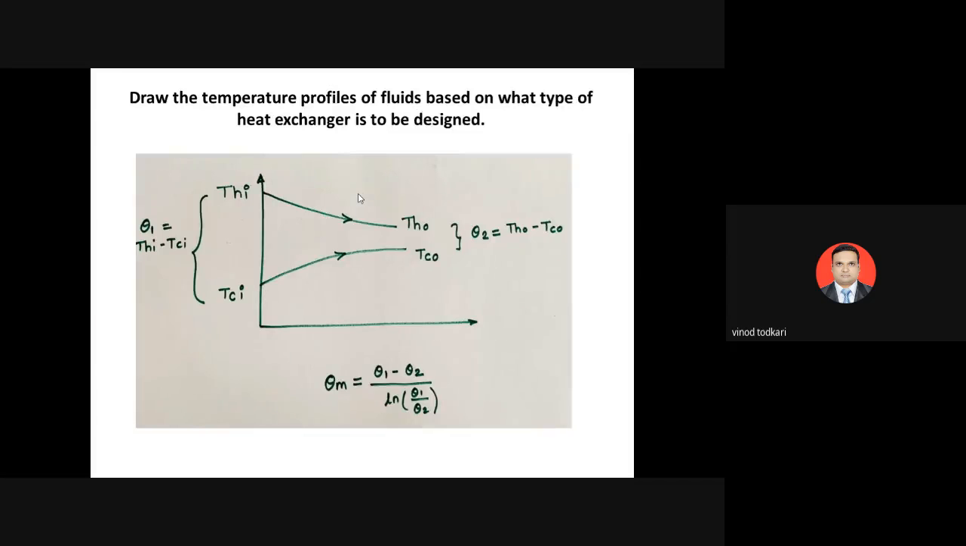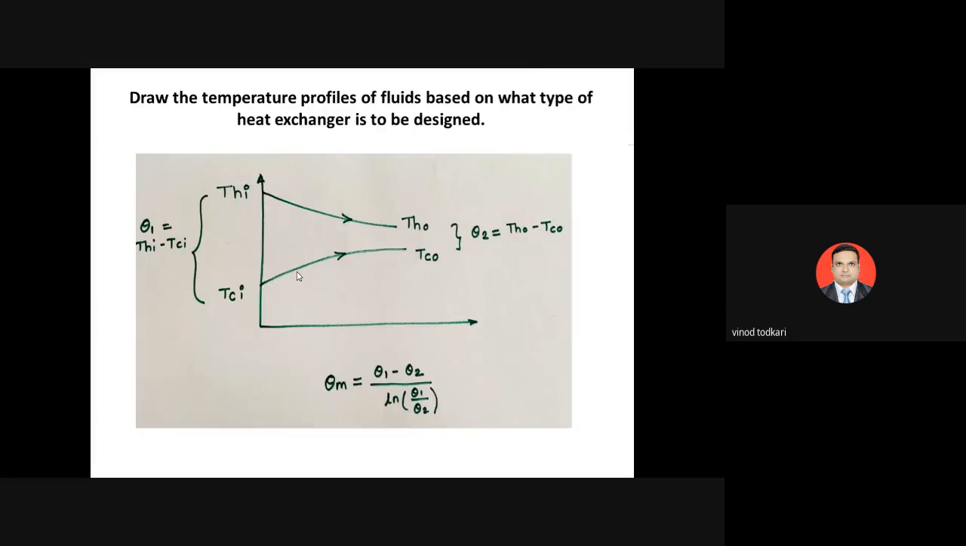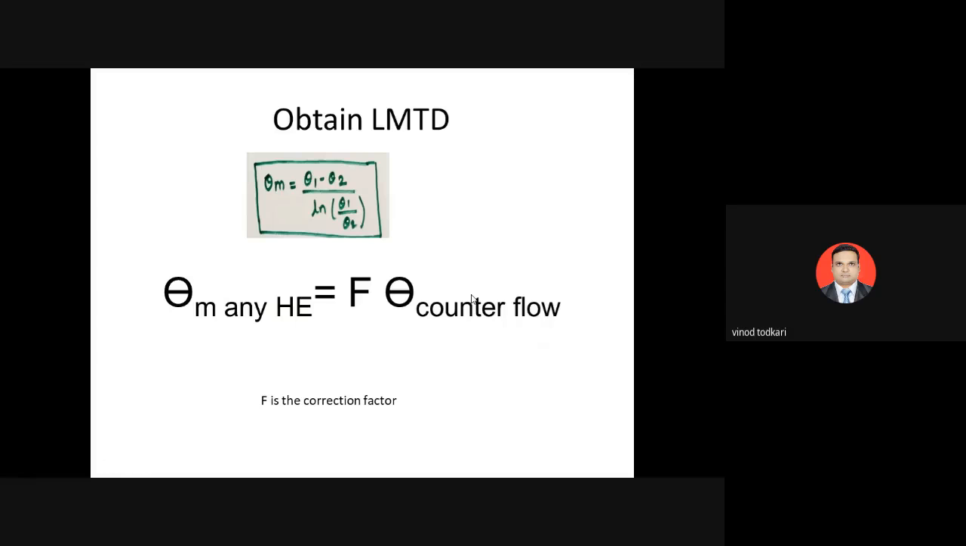Now see, if I talk about a parallel flow heat exchanger, theta 1 will be equal to Thi minus Tci. If I talk about a counter flow heat exchanger, theta 1 will be equal to Thi minus Tco. If I talk about a parallel flow heat exchanger, theta 2 will be equal to Tho minus Tco. If I talk about a counter flow heat exchanger, theta 2 will be equal to Tho minus Tci. So theta 1 and theta 2 values will change for parallel flow and counter flow. Okay. I think it is clear to you.